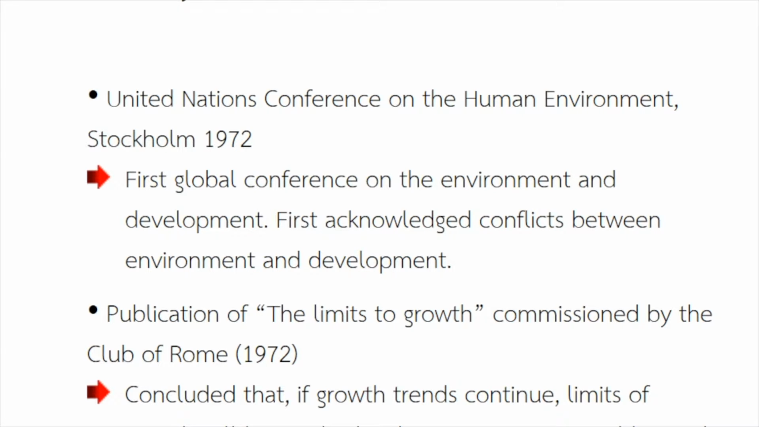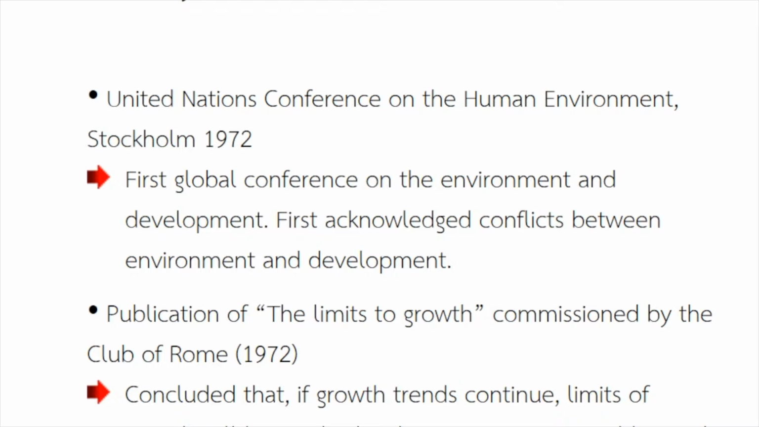Let's start with a brief overview of the history of the Sustainable Development Goals. Actually, the Sustainable Development Goals are only the most recent step in a long-term effort of the member states of the United Nations to shift the world onto a more sustainable development path. The formal start of these intergovernmental efforts began with the United Nations Conference on the Human Environment in Stockholm, Sweden in the year 1972. That was the first global conference on the environment and development, and it first acknowledged conflicts between environment and development.